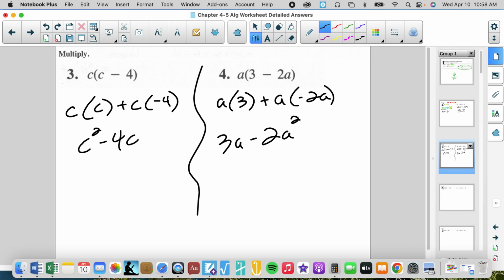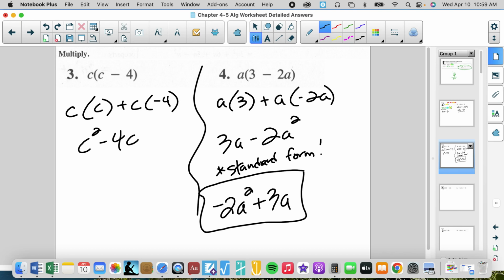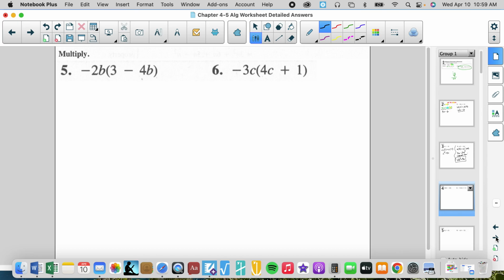You can't leave it like this. We must remember to put it in standard form. Standard form means alphabetical order, and if we have the same variable, which we do in this case, it's the variable with the largest exponent. So negative 2a squared is going to come before 3a to the first. It's not the coefficient, it's the variable and its exponents that determine the order.